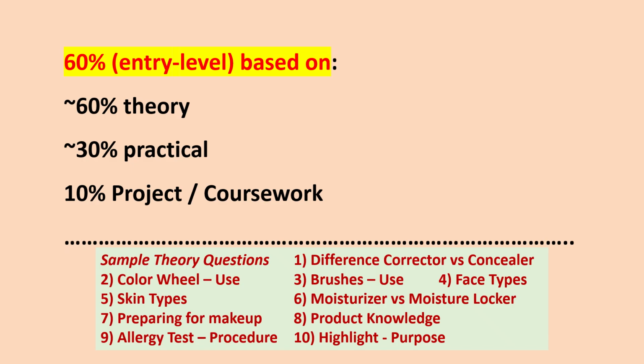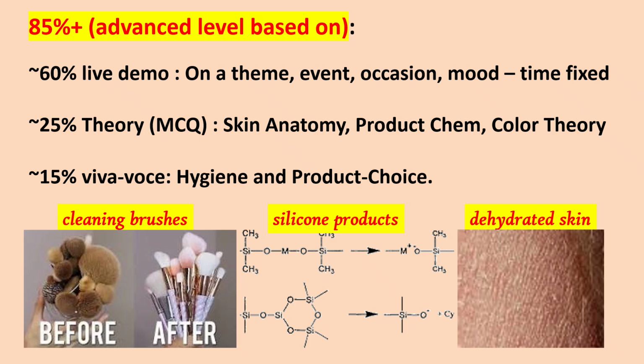60% theory, 30% practical, and 10% coursework. That is all the things you have done during the period you were under training in the institute. Now, advanced level, that is an international diploma certification, which makes you an independent makeup artist, minimum 85% to 90%. Now here, makeup being a hands-on skill, obviously has more marks for practical: practical 60%, theory 25% and 15% oral.